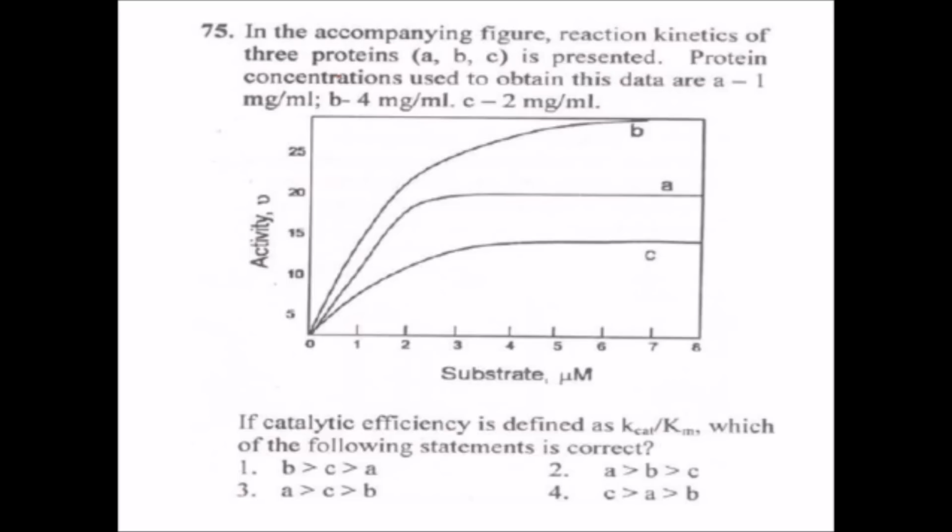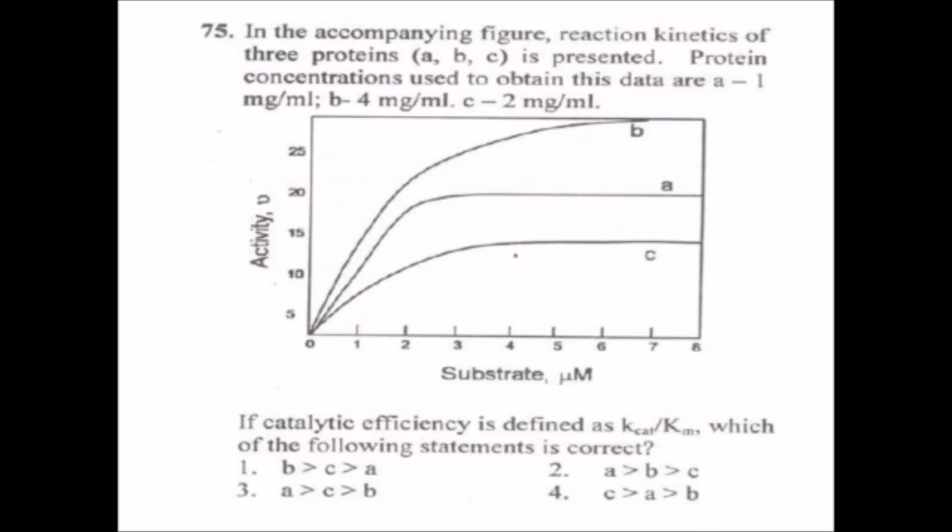Next question. In the accompanying figure, the reaction kinetics of three proteins A, B, C is represented. Protein concentrations used to obtain this data are: A has a concentration of 1 mg per ml, B has a concentration of 4 mg per ml, and C has 2 mg per ml. Next point is here. If catalytic efficiency is defined as Kcat by Km, where Kcat is the turnover number and Km is the Michaelis-Menten constant, which of the following statements is correct?